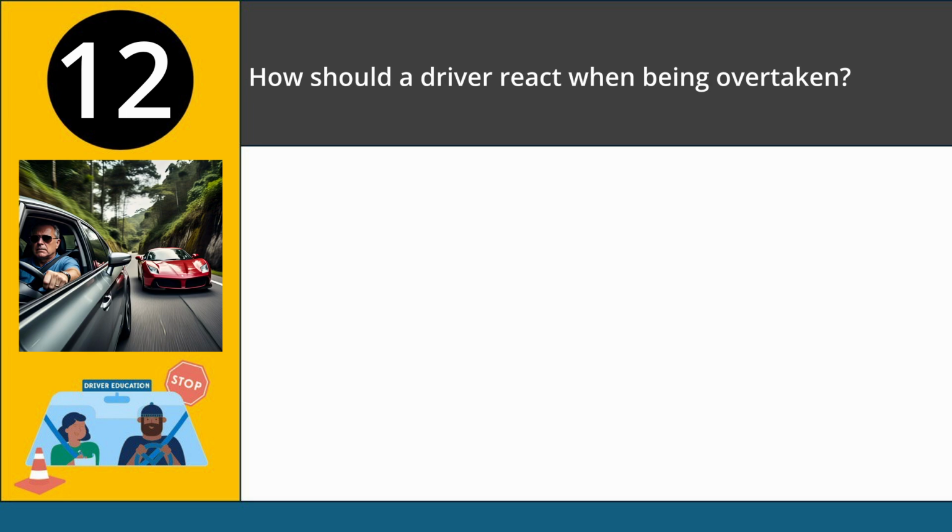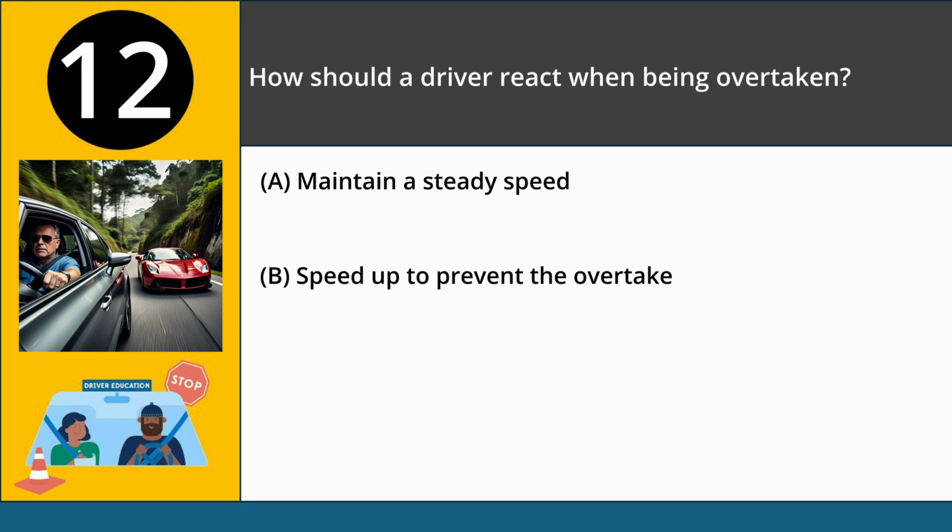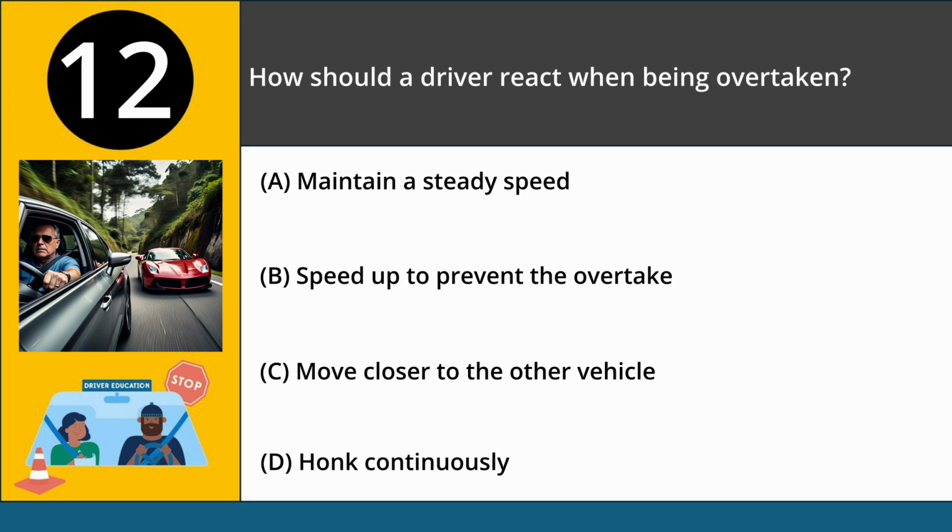How should a driver react when being overtaken? A. Maintain a steady speed. B. Speed up to prevent the overtake. C. Move closer to the other vehicle. D. Honk continuously. Answer: A. This ensures the overtaking vehicle can pass safely.